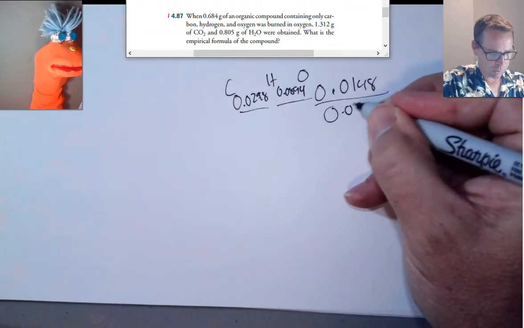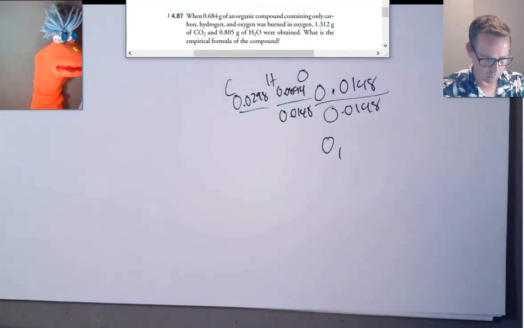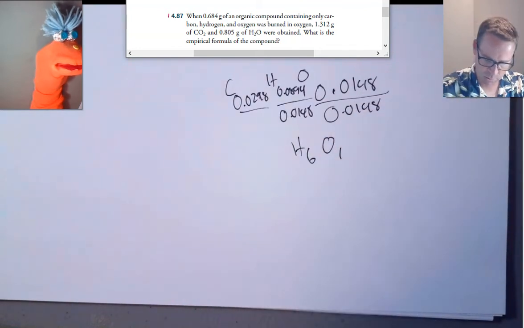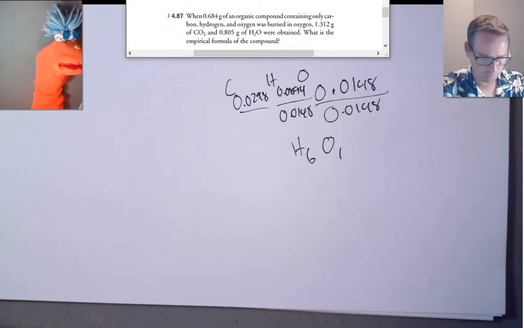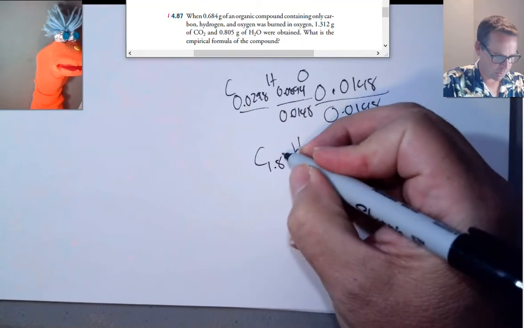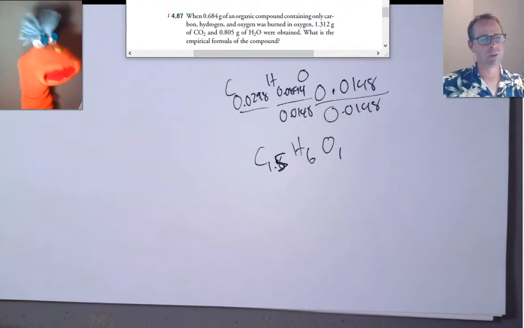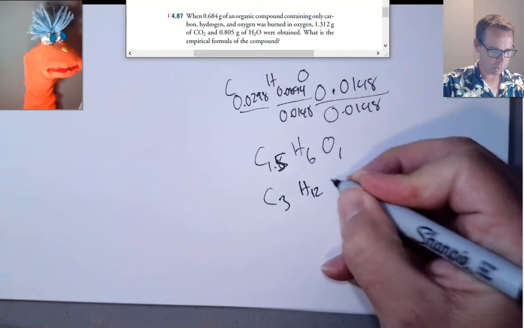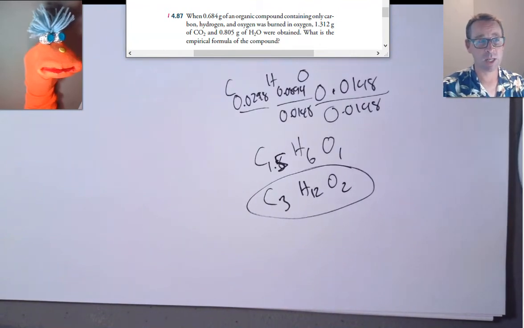That's going to make oxygen 1. Hydrogen, I get 6. Carbon, 1.5. Whoops, 5. What do I do now? The 1.5 needs to be multiplied by 2. So you've got to multiply them all by 2. That's right. We've got to get this a whole number. So C3H12O2. There we go. That's going to be our empirical formula. See how we did that?